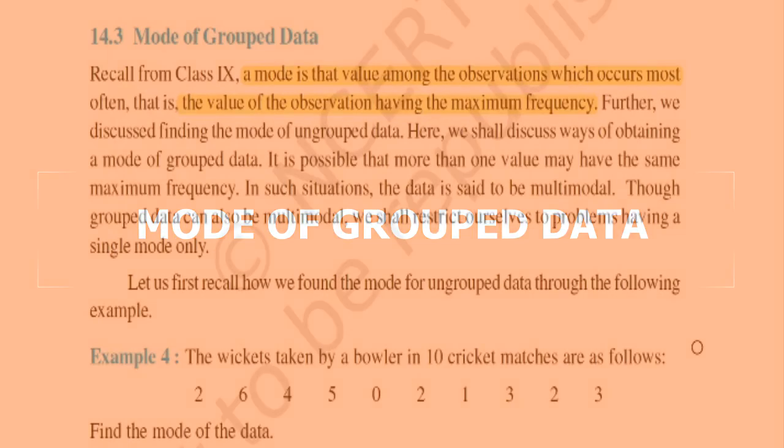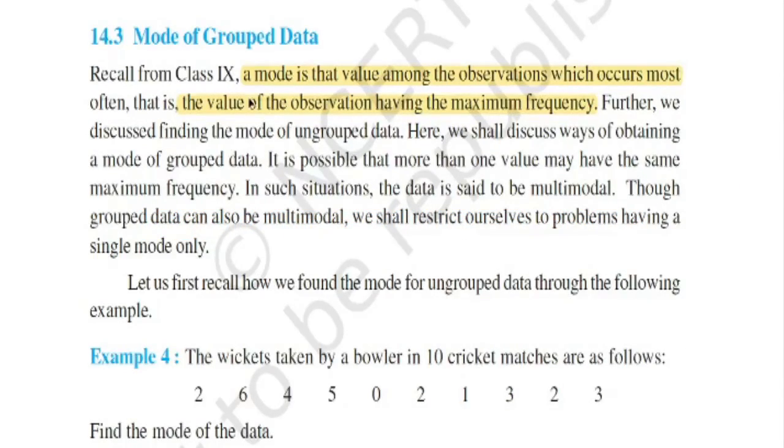Today we will discuss the mode of grouped data. A mode is the value among the observations which occurs most often, or the value of the observation having the maximum frequency. This is the definition of mode for ungrouped data. Then in grouped data we cannot find the mode by using this definition. For grouped data we have a formula for finding the mode.